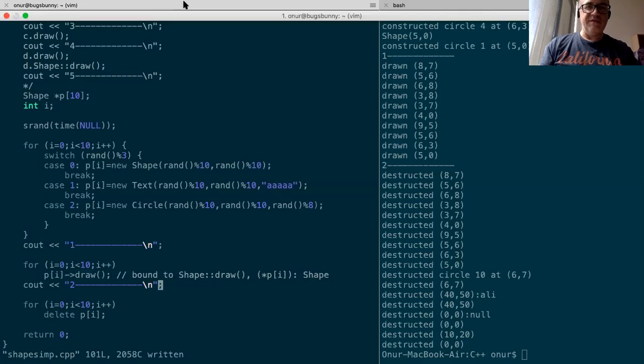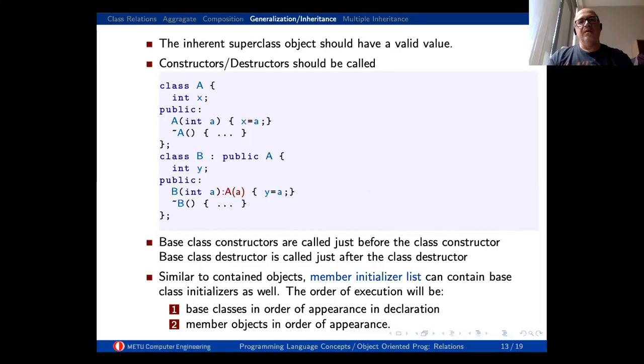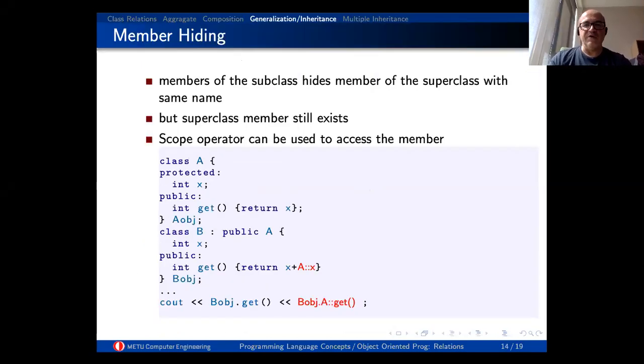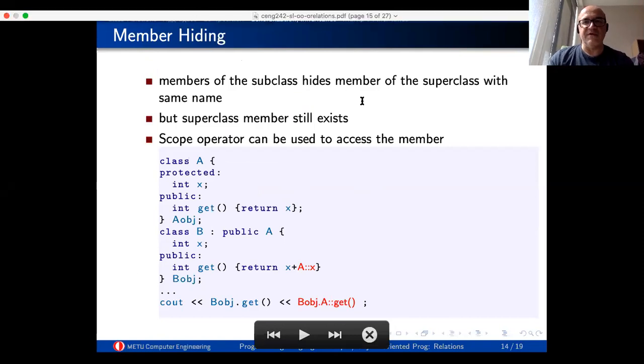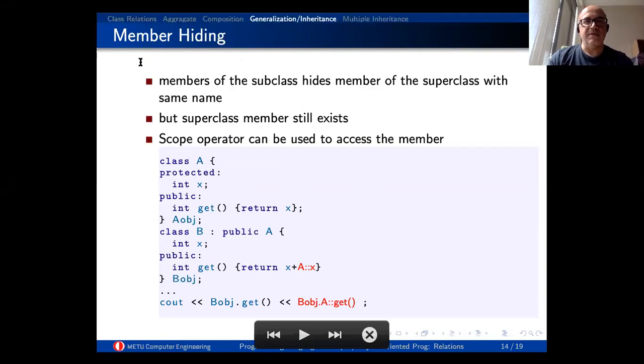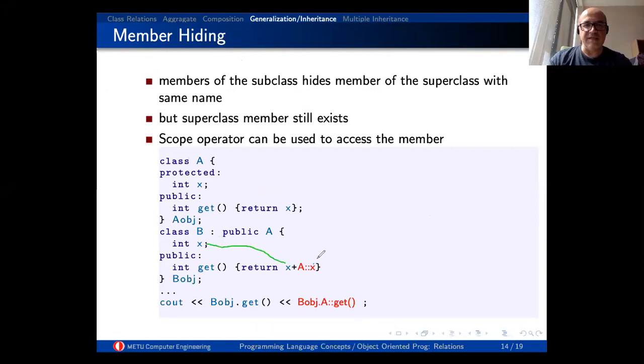So going back to our slides, how member hiding works. We already did an example of these. So if you use X, this one is going to be bound. A.X is going to be bound to our inner X here. And similarly, the get function, as usual here, is going to call this one. But if you say B object A get, it is going to get our inner get here. Okay. In this way, you can resolve the ambiguity on your own.